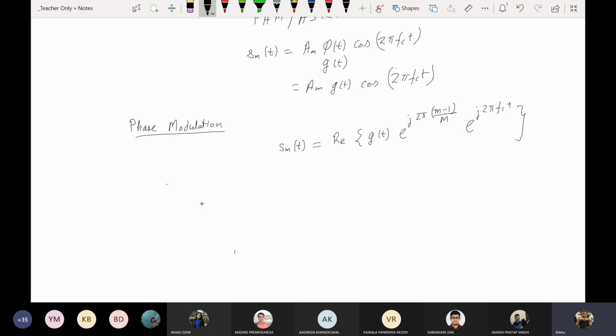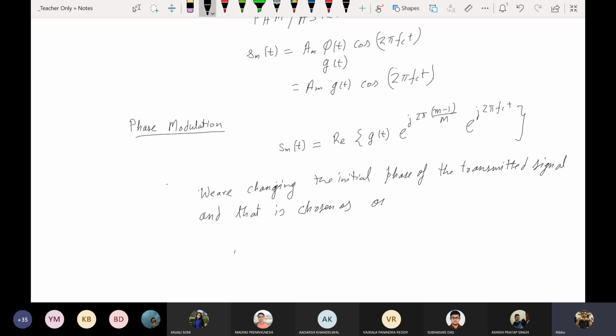So what we are doing here is we are changing the initial phase of the transmitted signal, and that is chosen as one out of M.